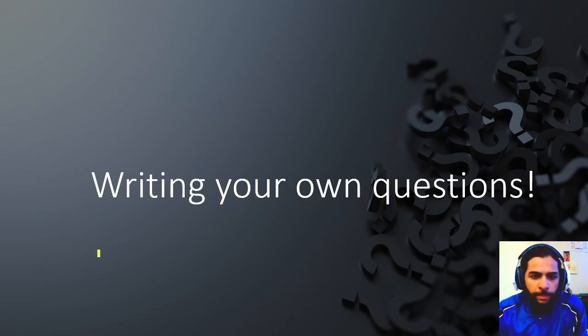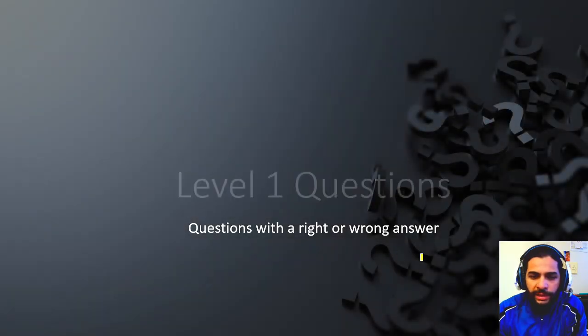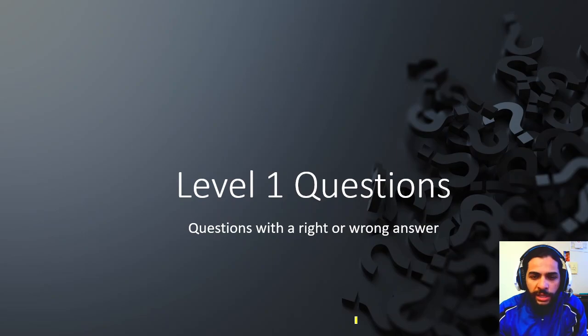In this video, I'm going to help you write your own questions. So here we go. Let's jump right in with level 1 questions. A level 1 question is a question that has a right or wrong answer. In a level 1 question, you can look directly at the book, at the page, and answer it based on what happens in the story.